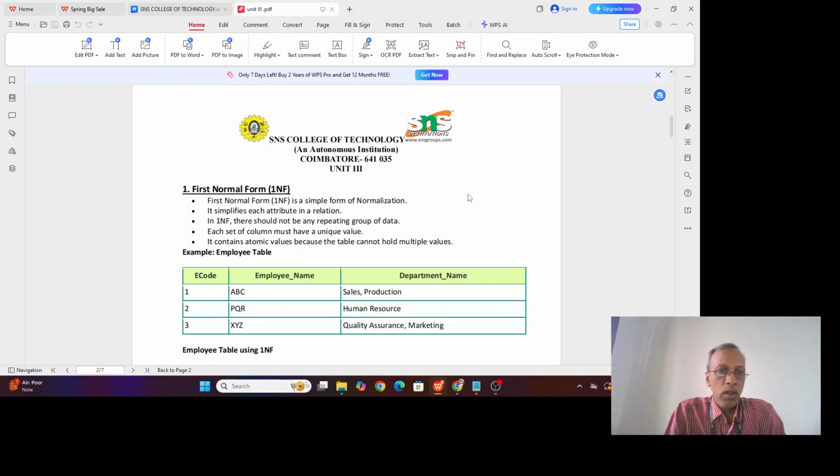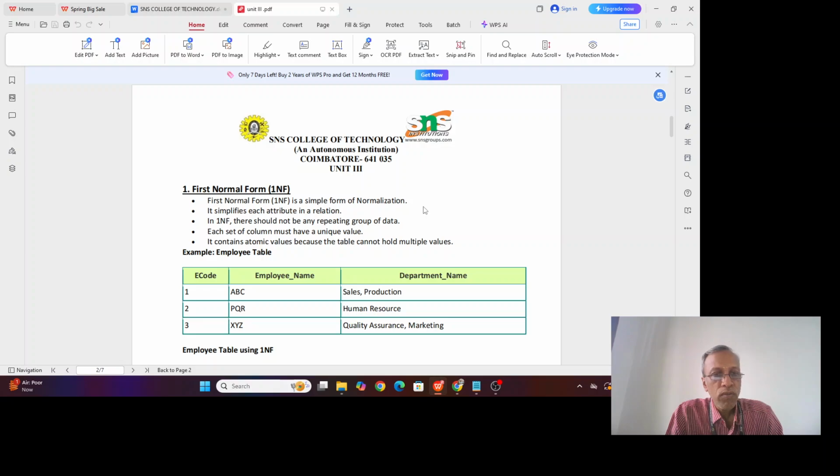In Unit 3, we are discussing the first normal form, that is 1NF. First normal form is a simple form of normalization. It simplifies each attribute in a relation. In first NF, there should not be any repeating group of data. That is, repetition is to be avoided.